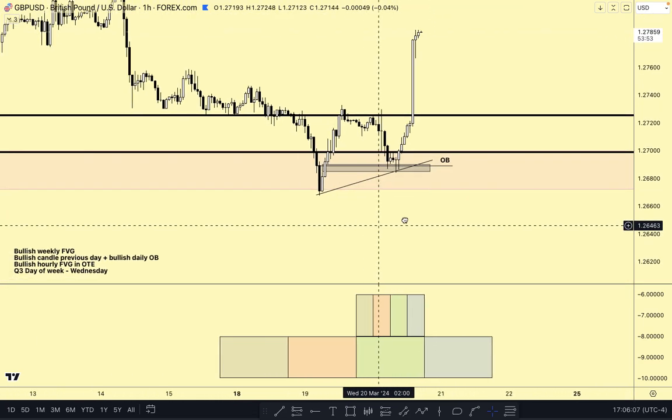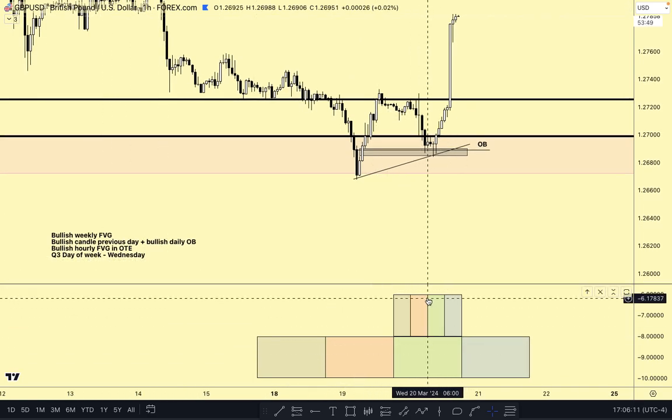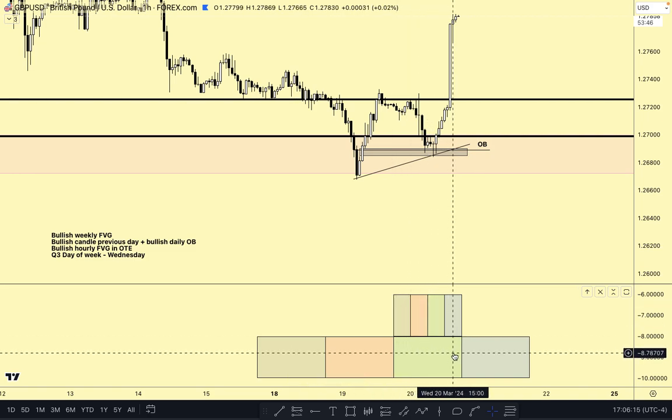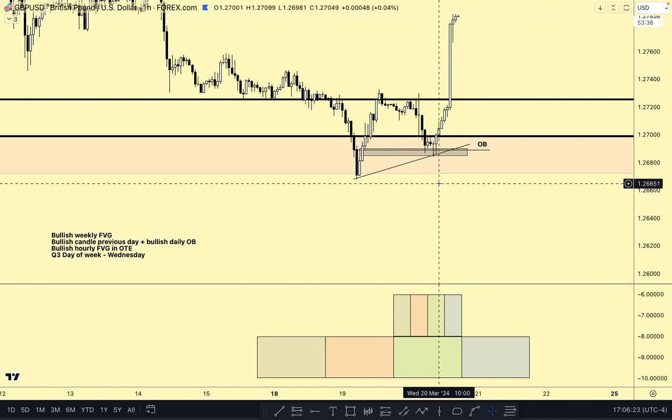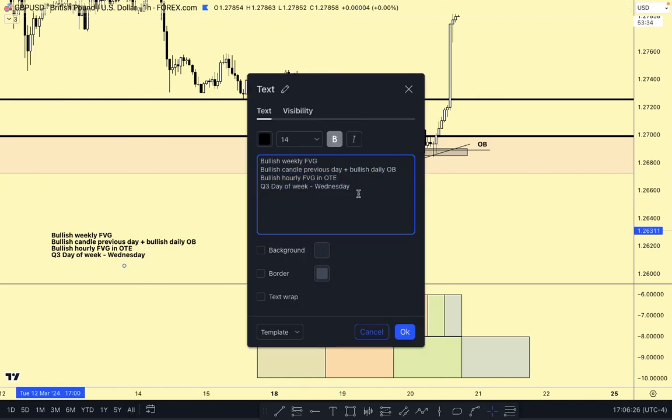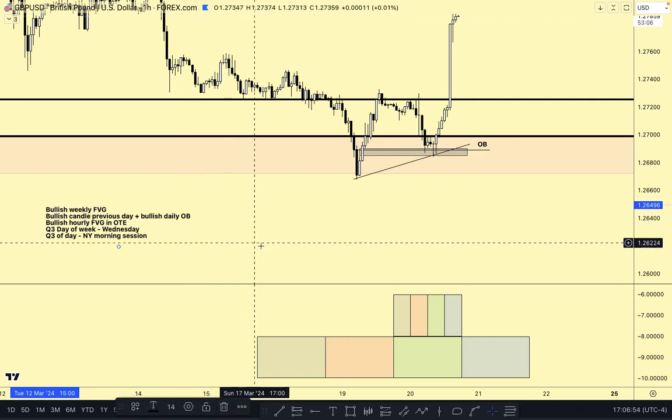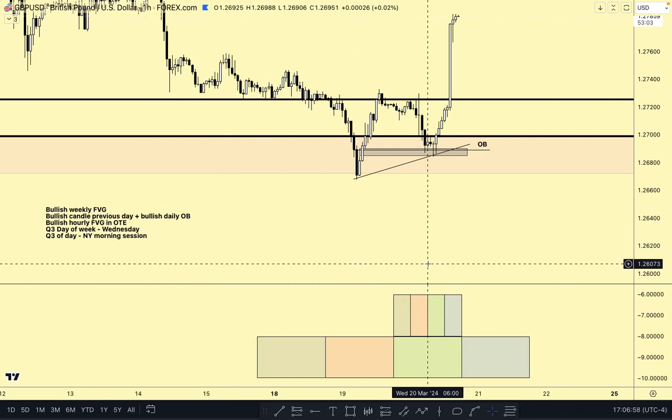So I'll still be looking for an opportunity to enter the trade and ride it up there. But anyway, back to business. Q3 day of week, right? And then also we're subdividing the day into the 4 quarters. So Q3 of Wednesday, which is New York AM session, 6 to 12. If you want to further subdivide that, it's 6 to 7:30.